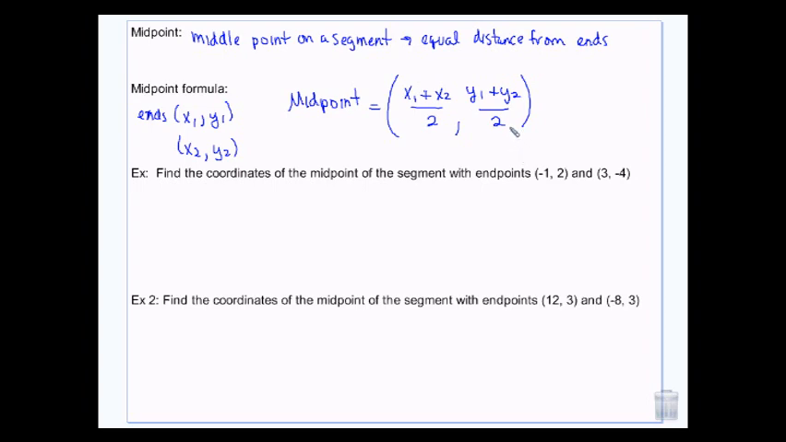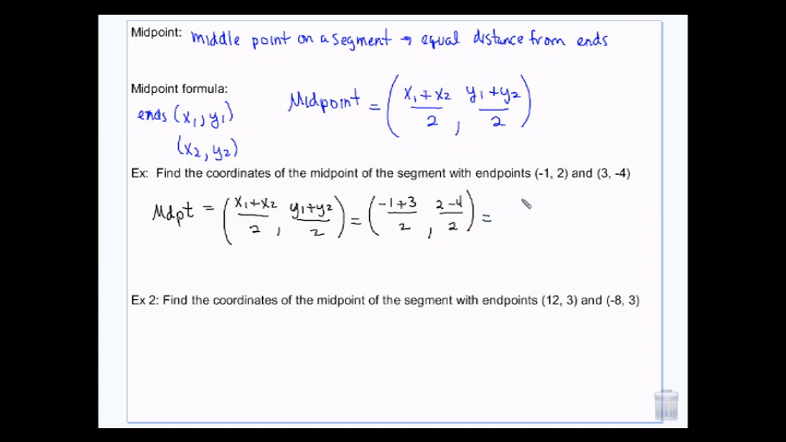So if I have these two endpoints here, by the way, I never write out midpoint anymore. That's midpoint. So it's x1, x2, y1, y2. So if I plug these in, I have negative 1 plus 3 divided by 2, and then 2 minus 4, or plus negative 4, however you like to look at it. So this gives me 2 over 2 and negative 2 over 2. So that's 1, negative 1. That is the midpoint.